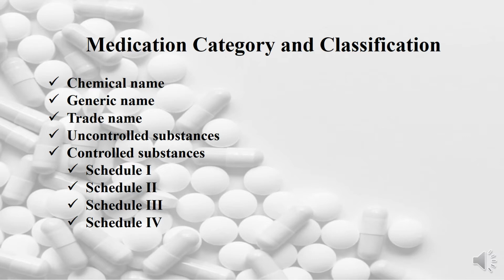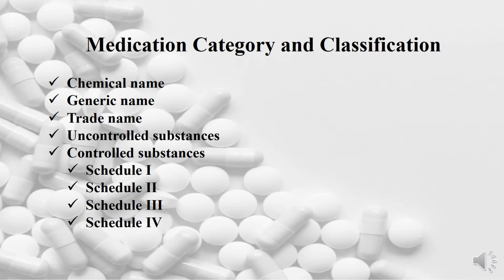So when we talk about medications, there are 3 different names that you need to keep in mind. There's a chemical name, a generic name, and a trade name. The chemical name is the name of the medication that reflects its chemical composition and its molecular structure. A generic name is the official or non-proprietary name the United States gives a drug, and each medication only has one generic name. An example would be ibuprofen.